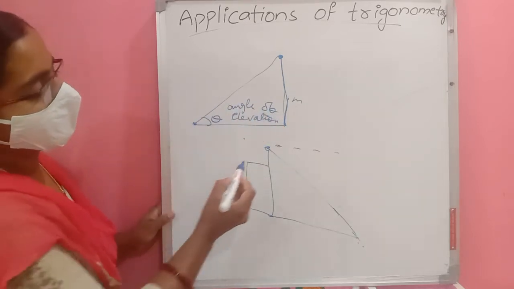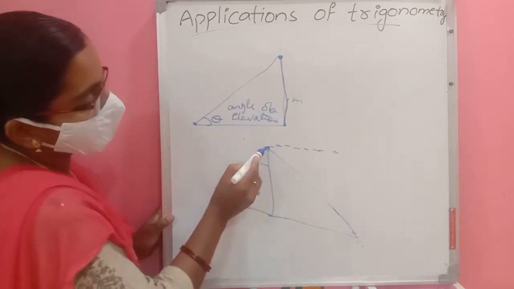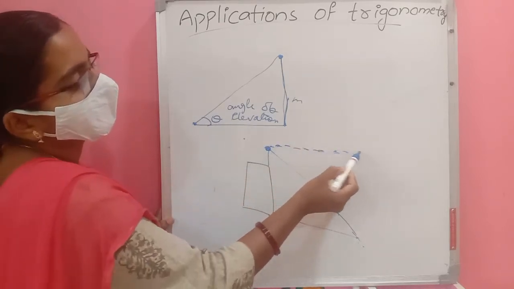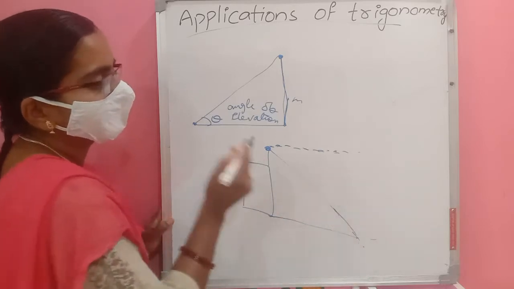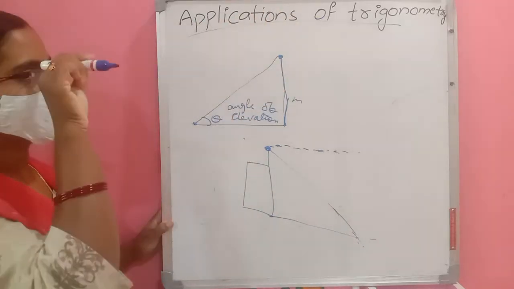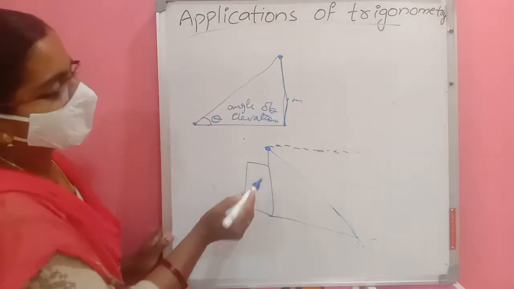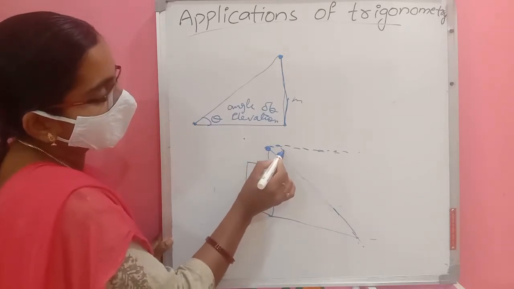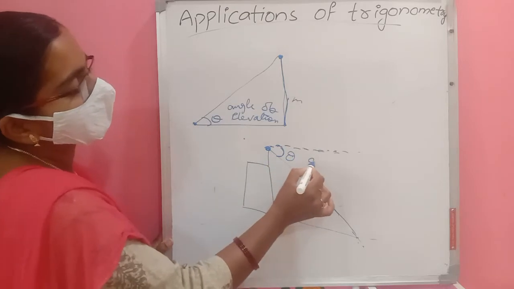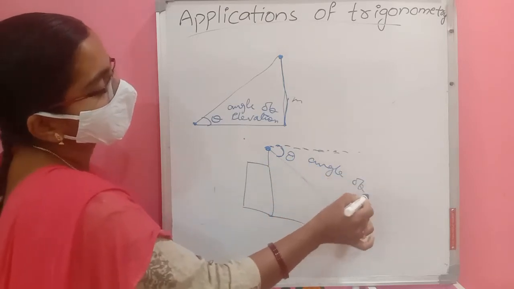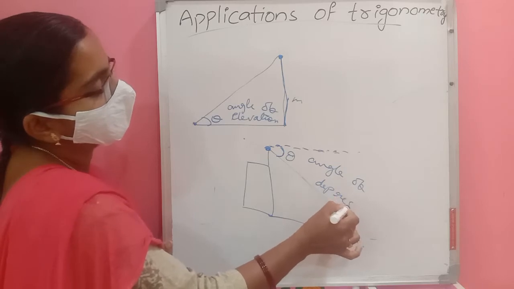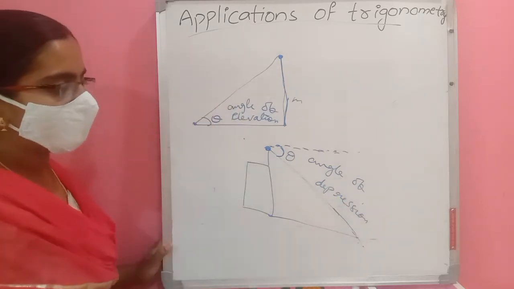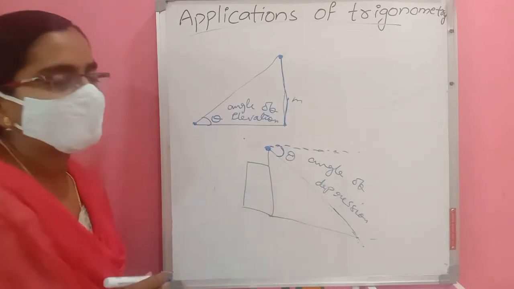Next, this is a human being, one person. Draw a line parallel to the ground from his eye. For this eye, if you draw a line, the eyesight makes an angle with it. This angle is called the angle of depression. So when we are looking up, that is called the angle of elevation. When we are looking down, that is called the angle of depression.